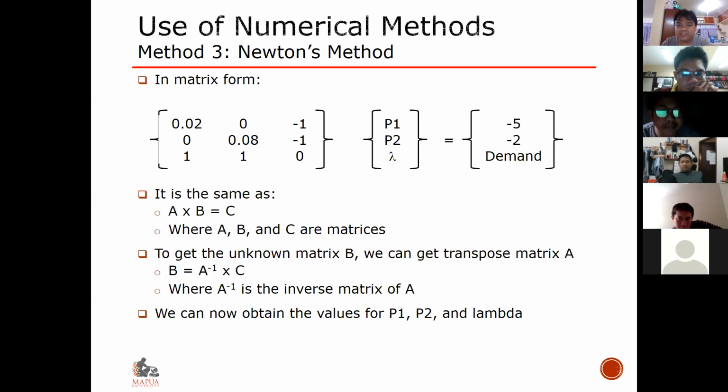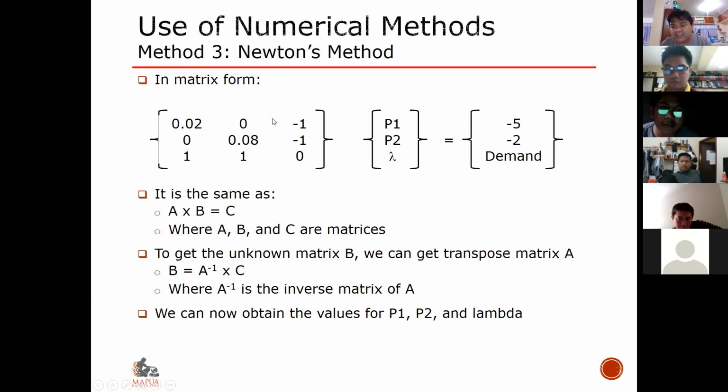Okay? Diba? For those who still remember, may review lang yung konti sa matrices, no? Diba? Diyan 0.02 P1 plus wala naman kasing P2 dun sa unang equation kaya 0. Plus kaya lang yung lambda nasa kabila negative, kaya naging minus lambda. Tapos nilipat mo yung constant sa kabila, you'll eventually get this kind of form sa matrix. So it is the same as itong matrix form ito. Let's assume this is A. Itong pangalawa is B. And this one is equal to C. And yung matrices natin A, B, and C.